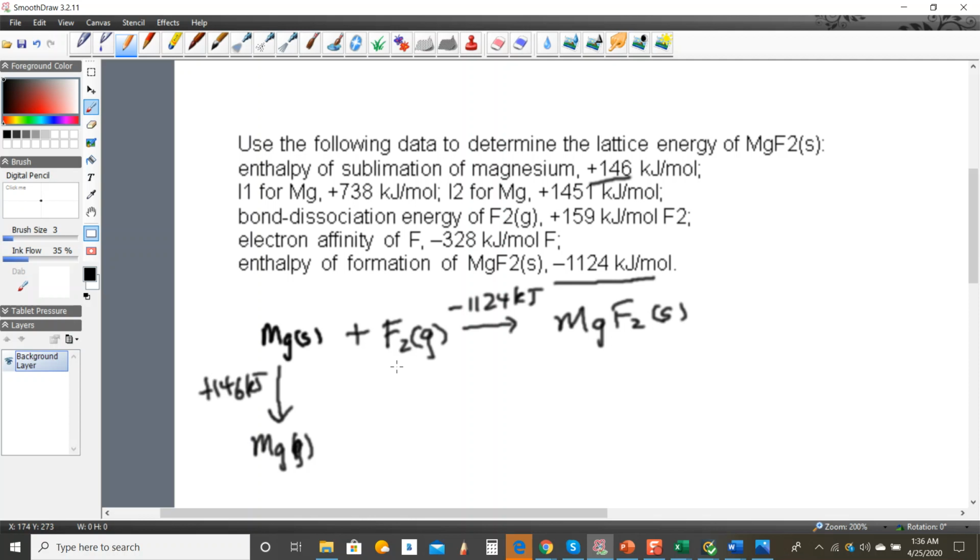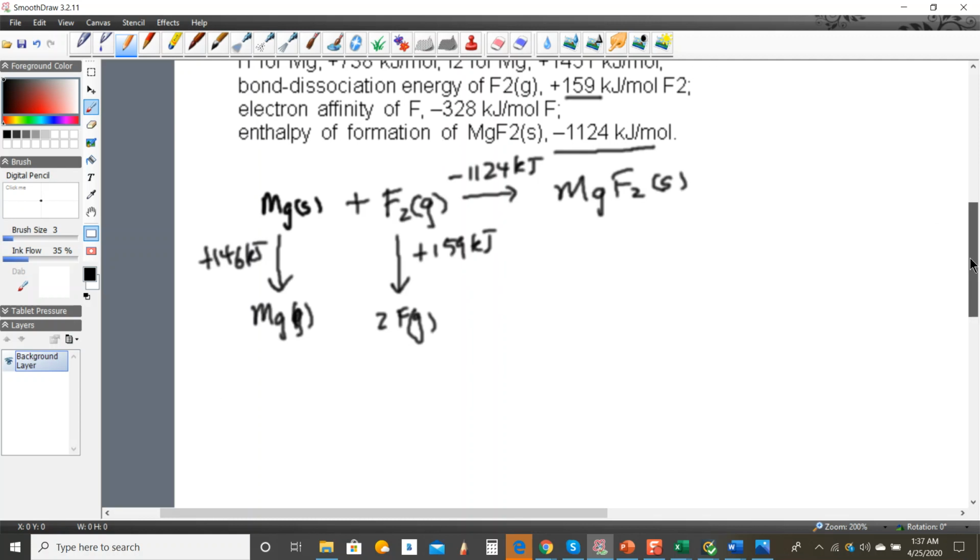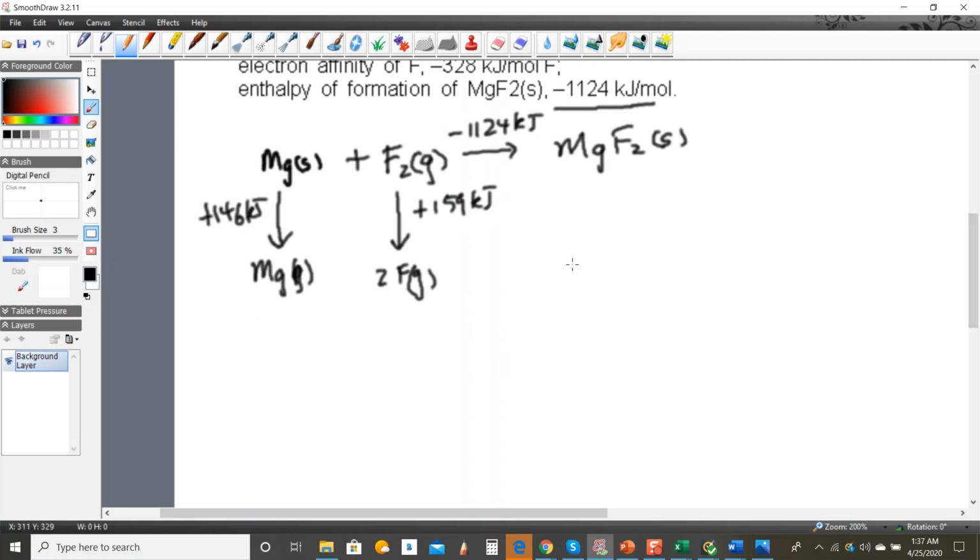And then in the case of fluorine, we're going to convert fluorine molecules to fluorine gas. According to the information here, the energy required for bond dissociation of fluorine is 159 kilojoules. So this would be plus 159 kilojoules. Then the next step is where the magnesium loses an electron. Actually, it will lose 2 electrons. So basically, you're going to go from here to Mg2 plus.